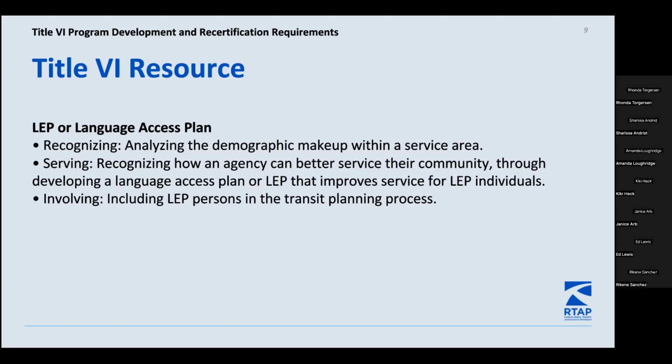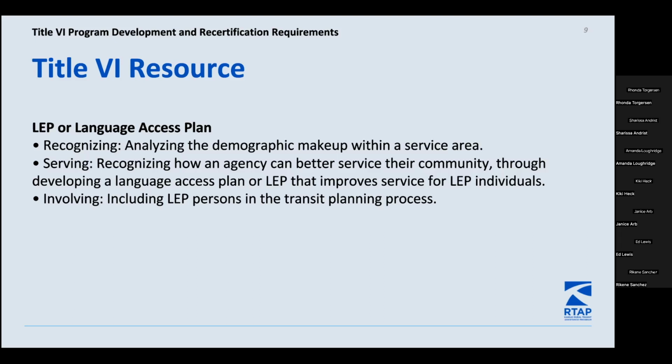So recognizing is analyzing the demographic makeup within a service area. So just acknowledging and recognizing that there are LEP individuals within your area and exactly what populations that makes up and what languages they're speaking so you can better accommodate them. Serving is recognizing how an agency can better serve their community through developing a language access plan, or LEP plan, that improves services for LEP individuals. So this is just actually developing the LEP plan, going through the motions that we'll talk about here in a minute. And then involving, including LEP persons in the transit planning process.